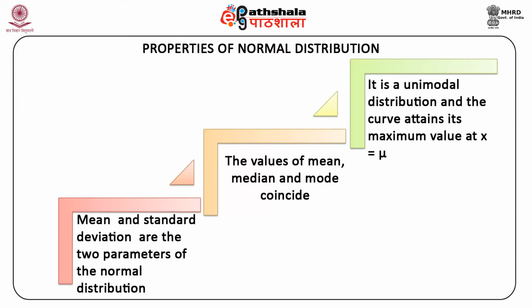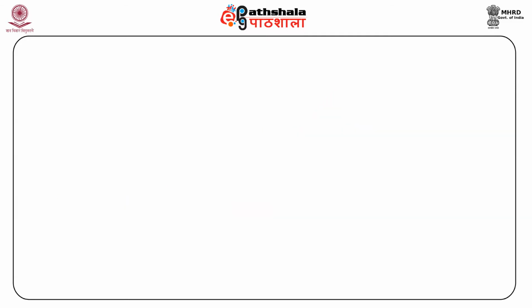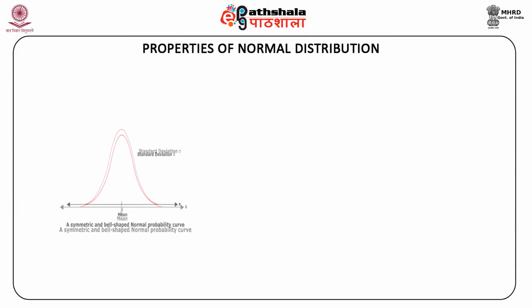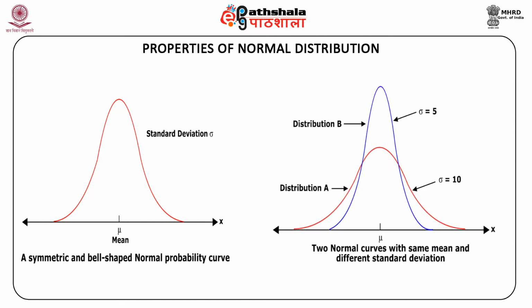Third, it is a unimodal distribution and the curve attains its maximum value at x equal to mu. It is a bell-shaped and symmetric curve as shown by the left-hand side figure. If the curve is folded from the middle, the two halves will coincide. The shape of the curve to the left of the mean is the mirror image of the shape to the right side of the curve.